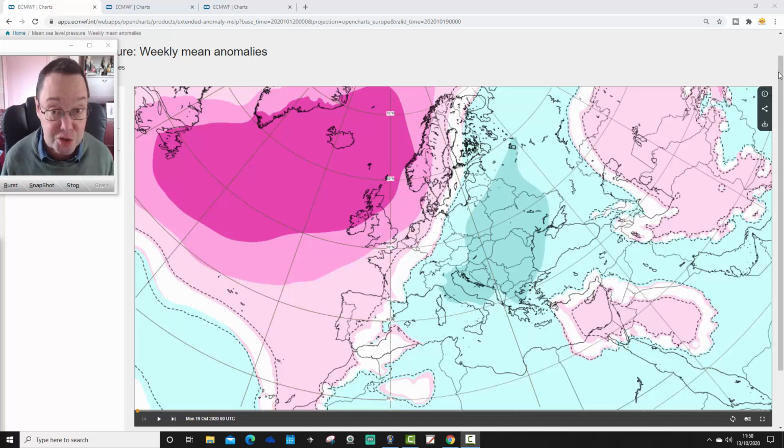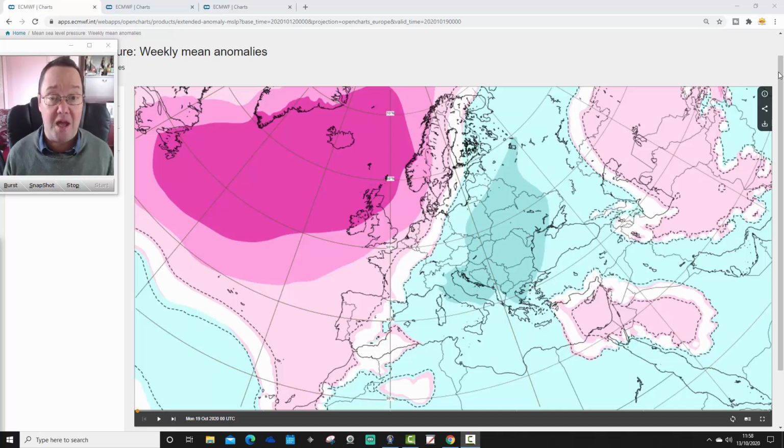We can extend to 6 weeks out with this, and so tomorrow in the live stream we will look at weeks 5 and 6, mean sea level pressure, temperature and rainfall anomalies. That will be in our live stream from 6 o'clock tomorrow evening.